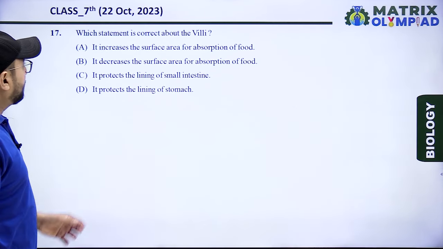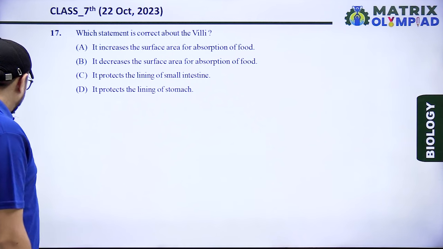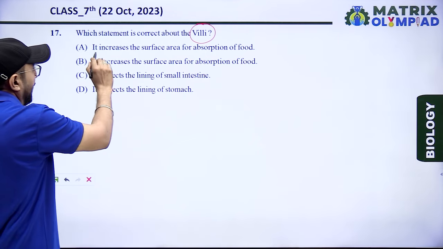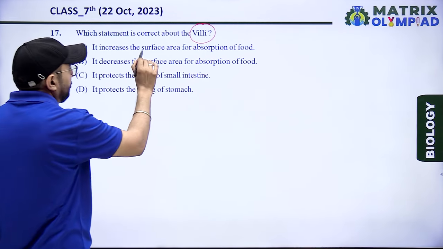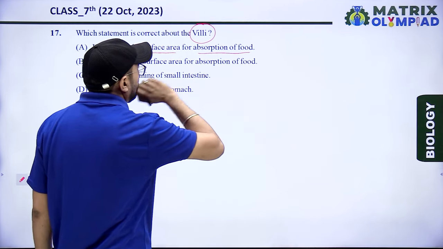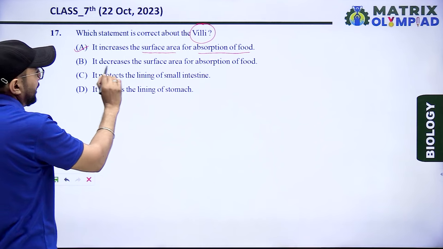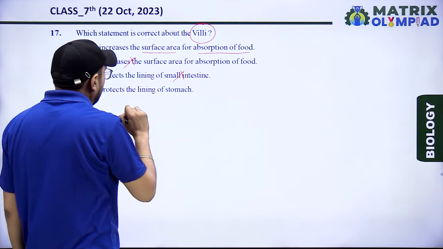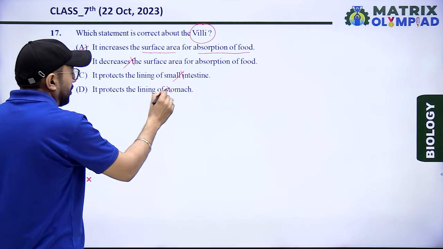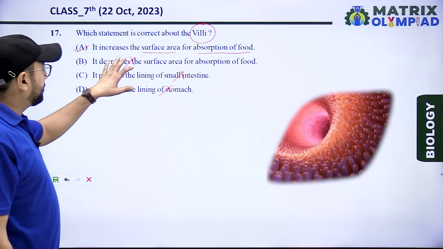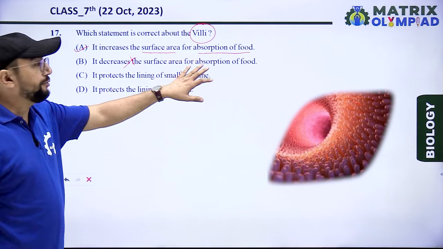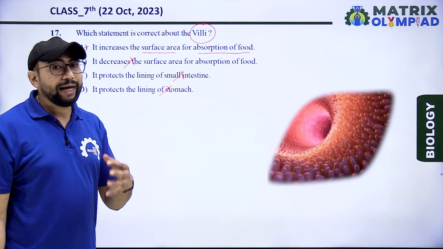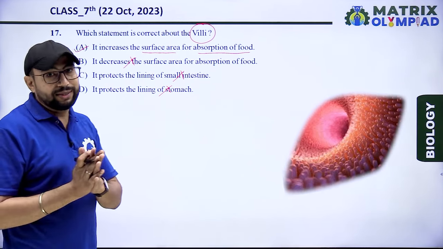Next, which statement is correct about the villi? Villi is a structure present in the small intestine. It increases the surface area for absorption of food. That is right. It decreases the surface area. That is wrong. It protects the lining of small intestine. Wrong. It protects the lining of stomach. Wrong. So right option is first, that it increases the surface area for absorption of food. Villi are small finger-like projections present at the surface of small intestine.